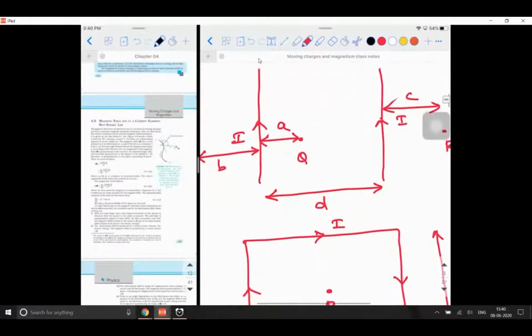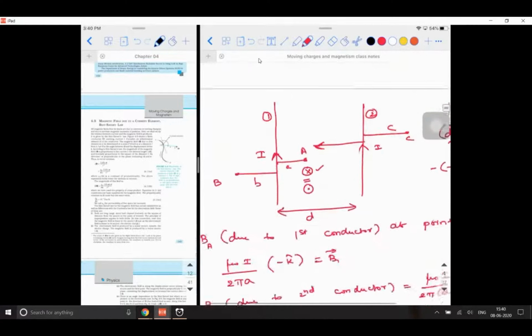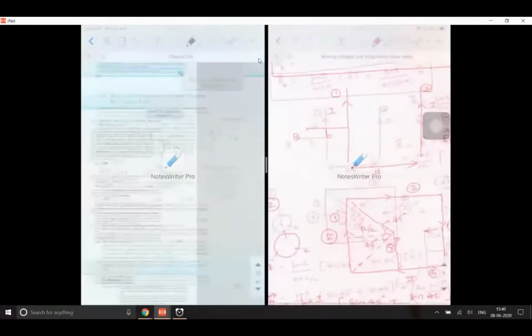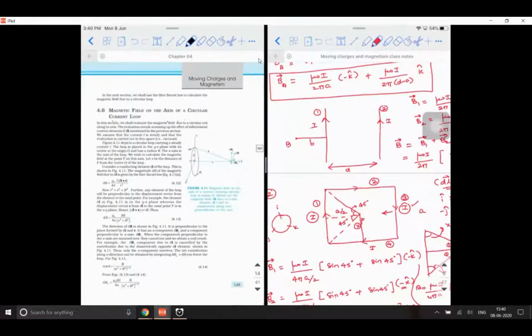Now what we are going to do is see the next application of Biot-Savart law, which is there in your textbook. If you have your NCERT PDF, it is there on page number 145, topic 4.6. The topic is magnetic field on the axis of a circular current carrying loop.